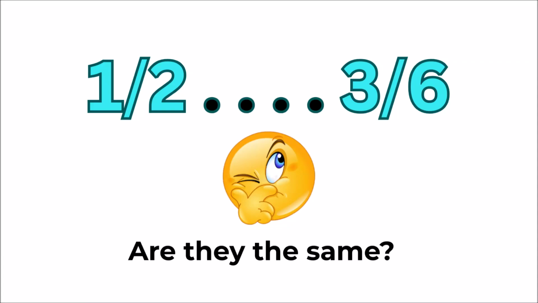Most students find this confusing. How can 1 over 2 be equal to 3 over 6? They look different. But are they actually the same? Let's understand this step by step.